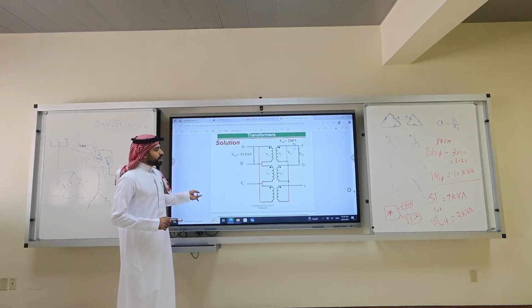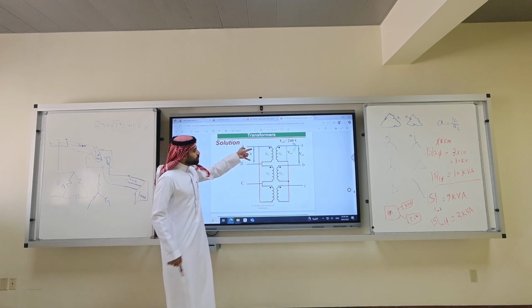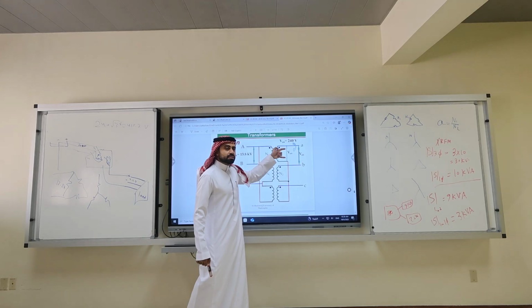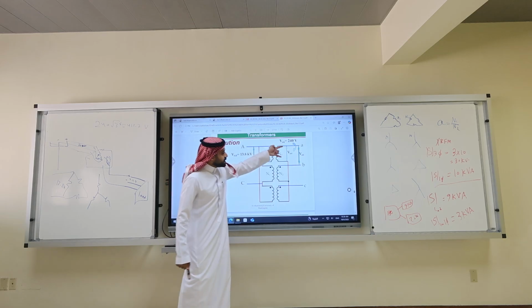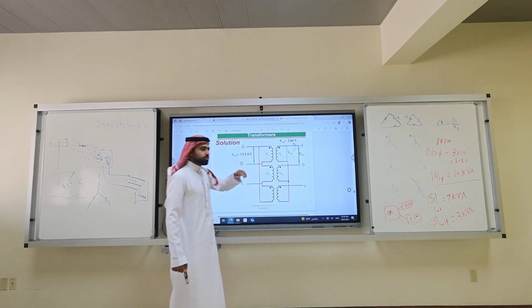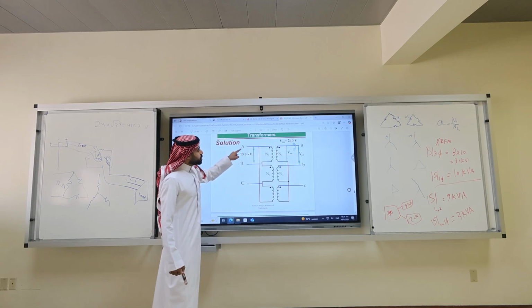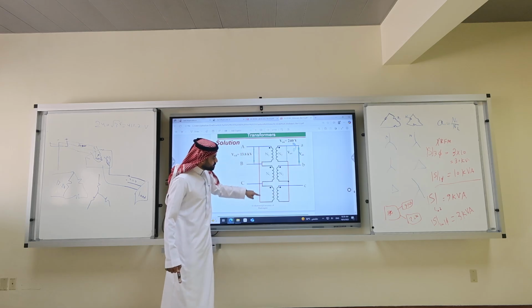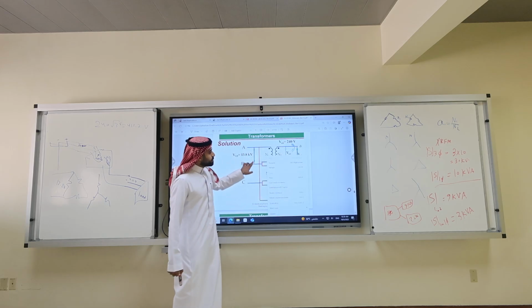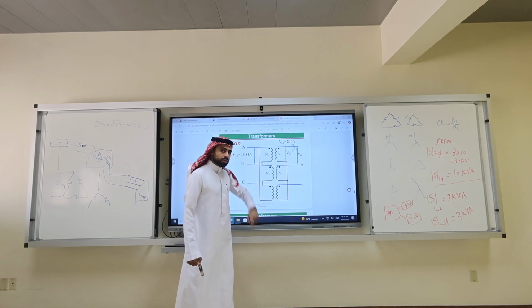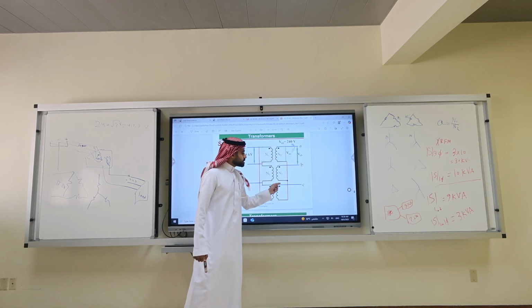Okay. Now let's do this visualization. 13.8, 13.8. What is here? No, this is 415. What is here? 240 here, 415 here, 240 here. Okay, 240, 415. So you see a connection here, red line, delta. Okay. This is Y, Y, Y. The lower coils share a cable, and there's a cable here, here, and here.